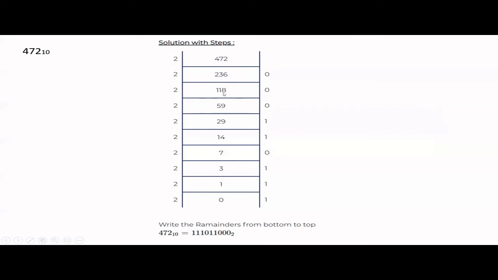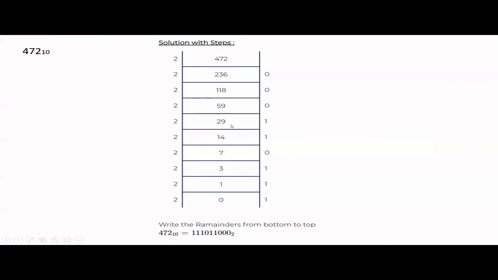So 118. For 11, it's 5. 1 is remaining. For 18, it's 9. So as this is again an even number, no remainders. So 59, you are going to divide by 2. For 5, it's only 2. For 19, actually it's for 18, how many 2's? 9. So 1 is remaining.